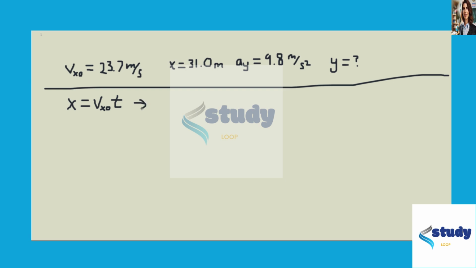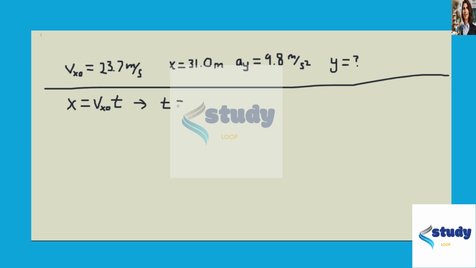Okay, so in the beginning, we are told that the velocity in the x direction, which I write as vx0, is 23.7 meters per second, and that the range it travels relative to our origin point is 31 meters. So x is 31 meters. The time of flight is something we're going to need to calculate, and we can calculate it from these values, right?